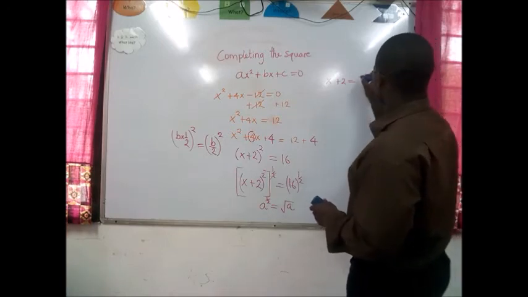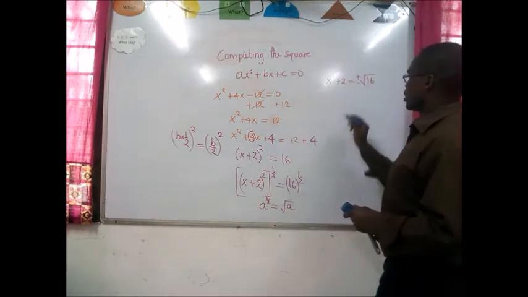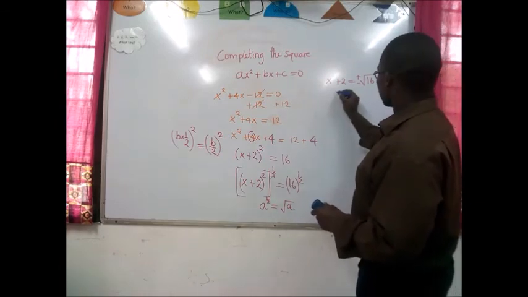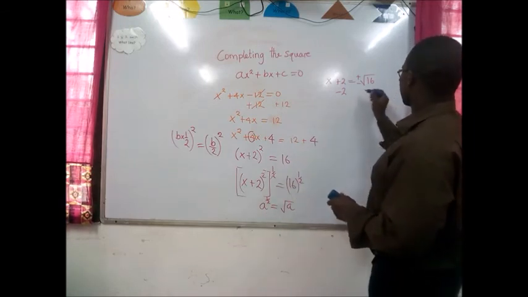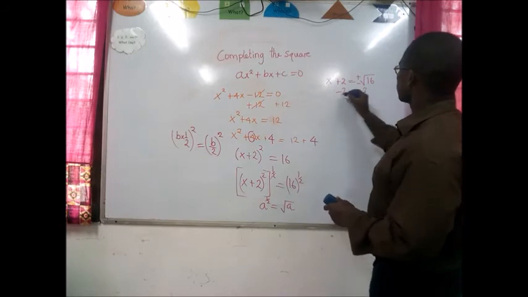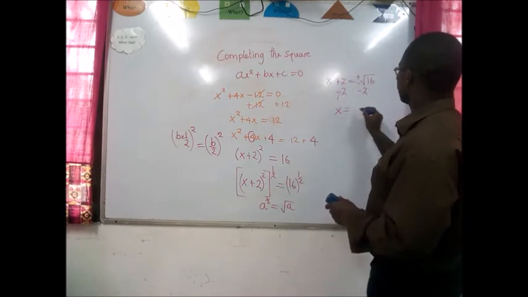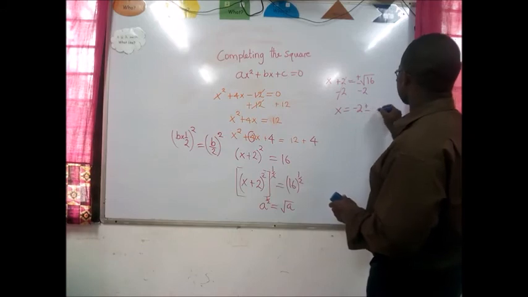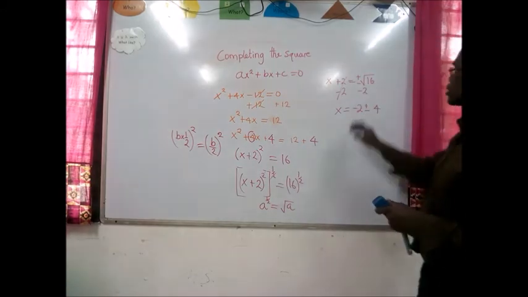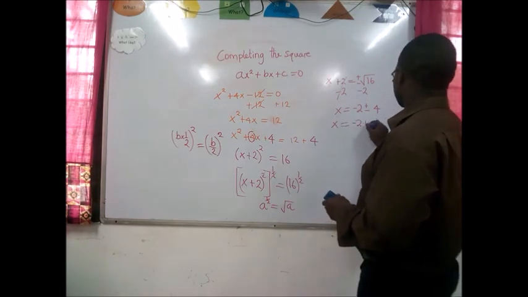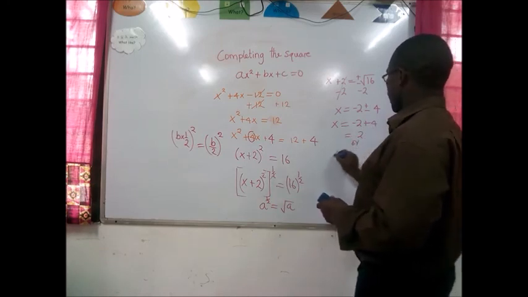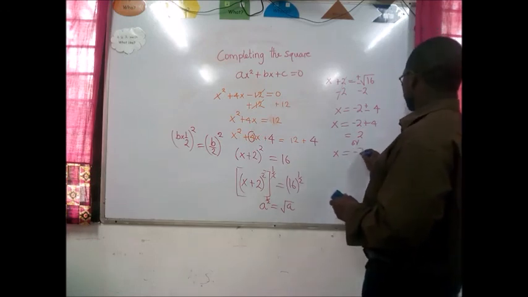And then, don't forget plus or minus. The last step is to get the value of x, so we subtract 2 here. So x is equal to negative 2 plus or minus 4, because the square root of 16 is 4. The first answer is negative 2 plus 4, which is equal to 2, or x is equal to negative 2 minus 4, which is equal to negative 6. This is the answer.